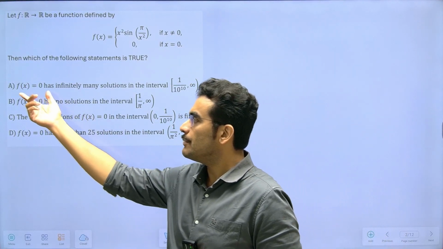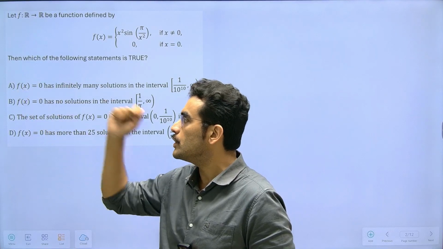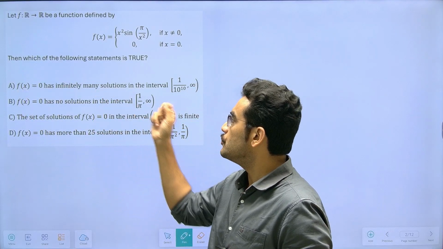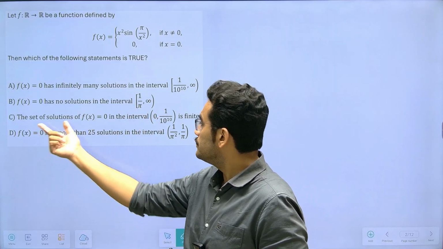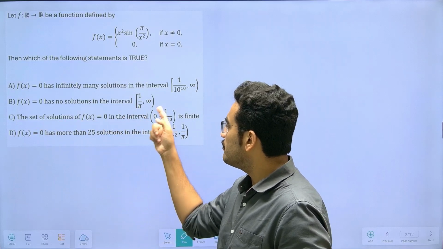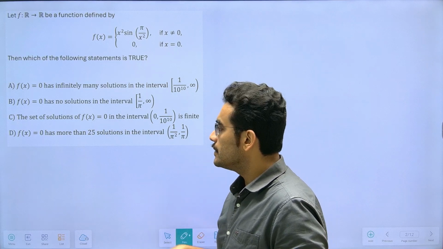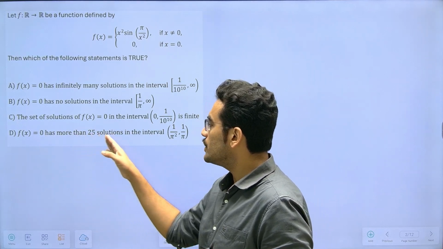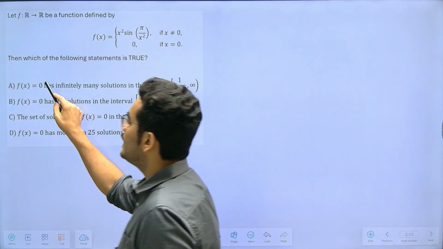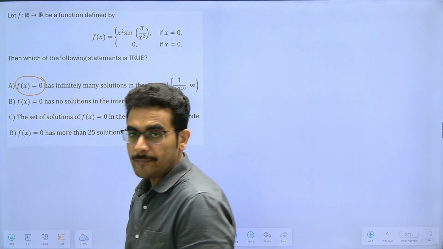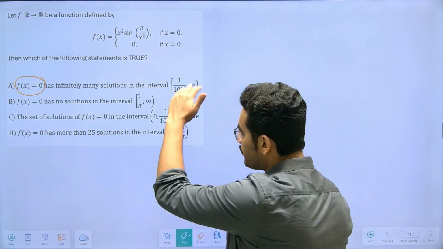We are checking the number of roots of the equation f(x) = 0. It has infinitely many solutions in this interval, no solution in this interval, the set of solutions in the interval is finite, or this equation has more than 25 solutions in this interval. So we are interested in the equation f(x) = 0 in the different intervals.